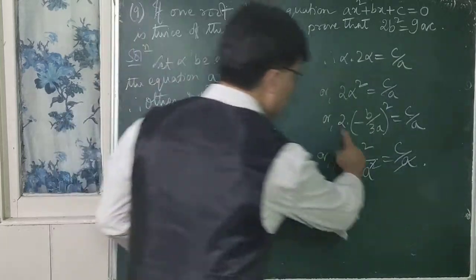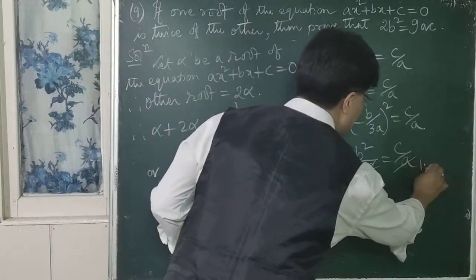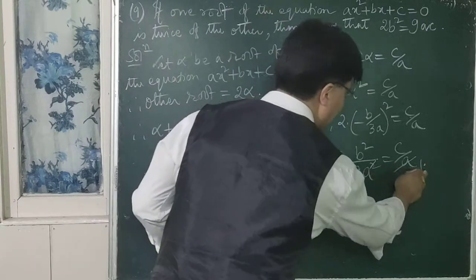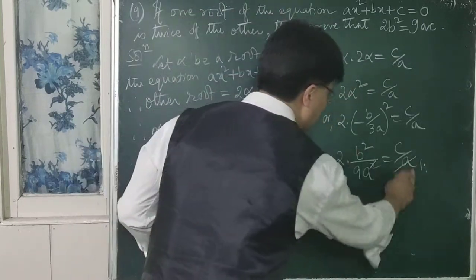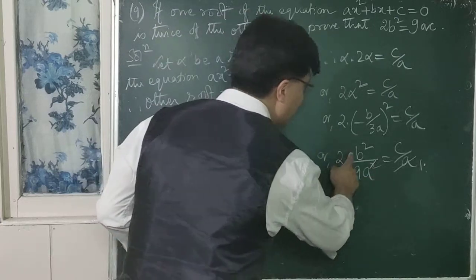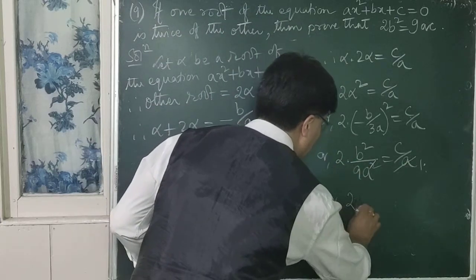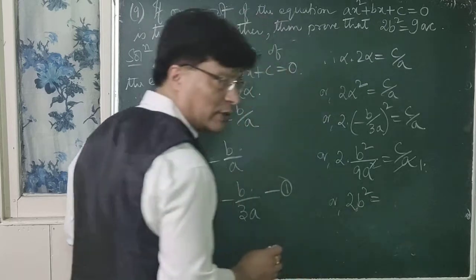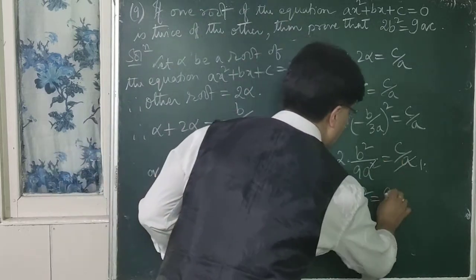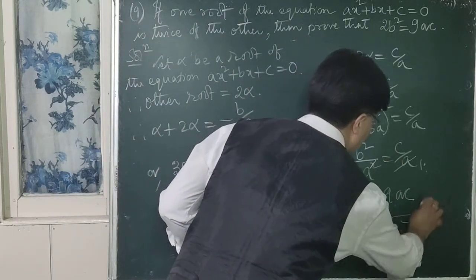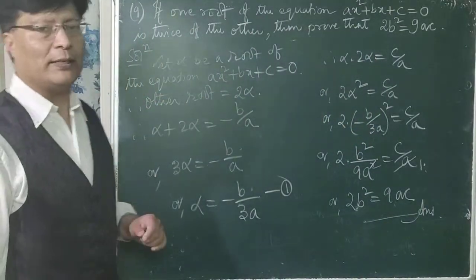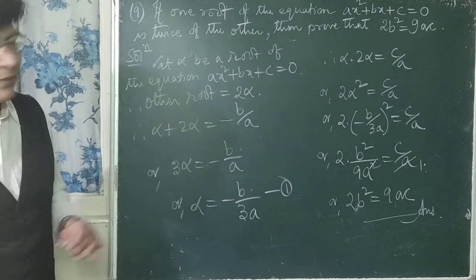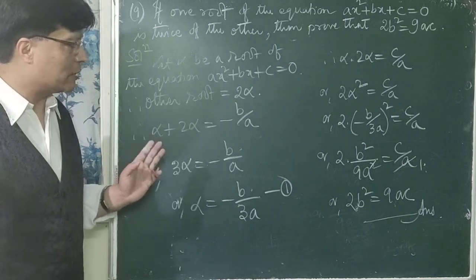Okay. Now you can cross multiply. This is A and this is 1. A ones are A and this square gets cancelled. Now you can do cross multiplication, right? 2B square into 1, it is 2B square is equal to 9A into C, 9AC. So we have proved 2B square is equal to 9AC. Is it clear now? So you can copy it.